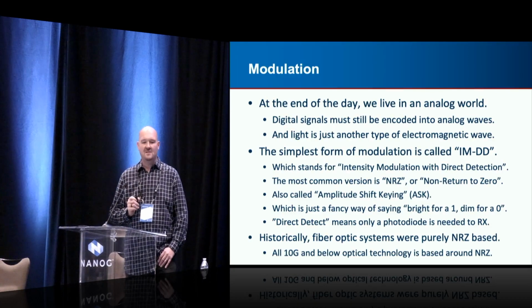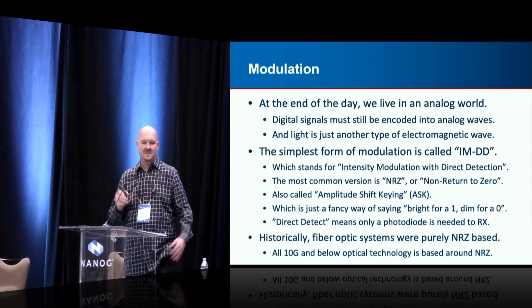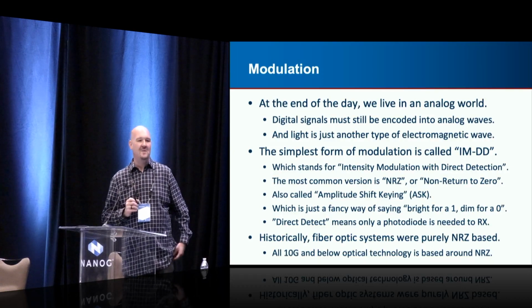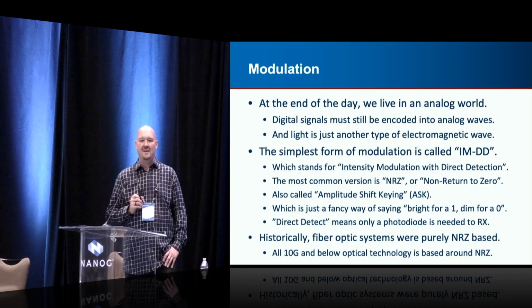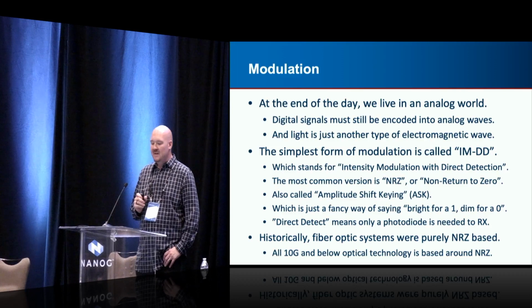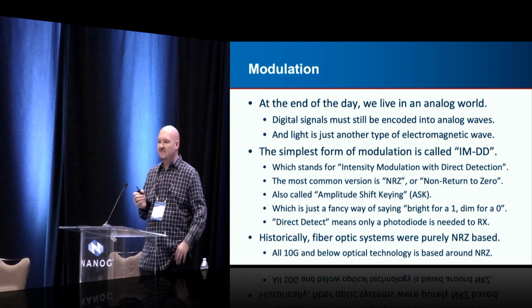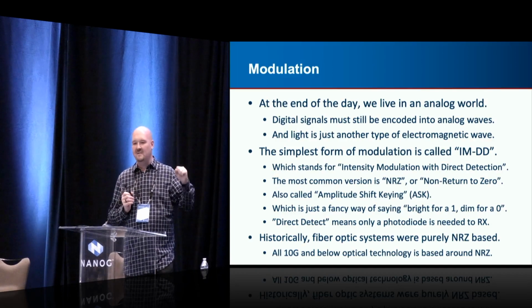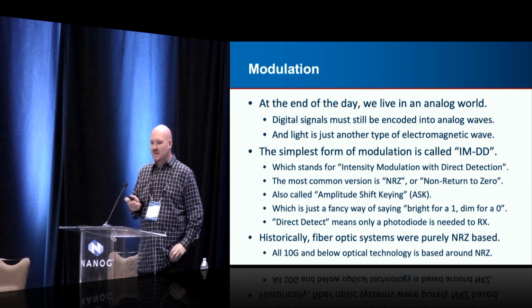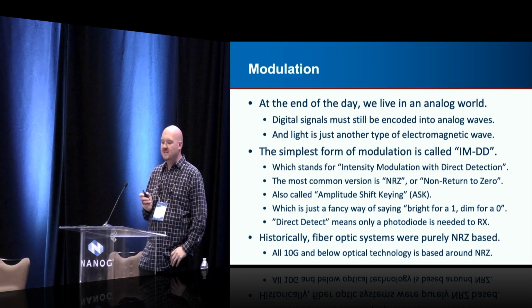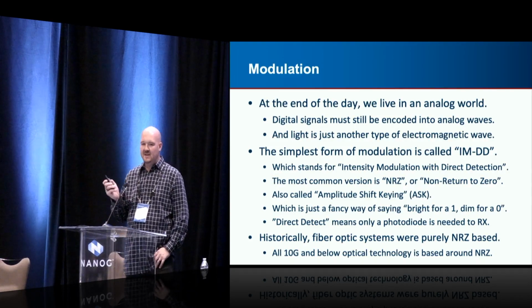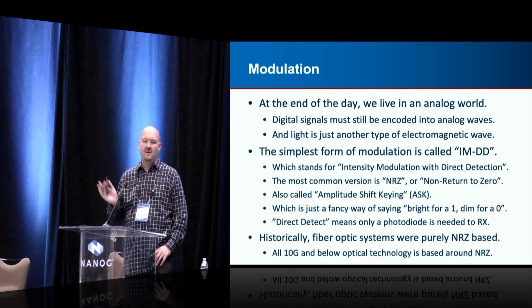You'll also hear this called amplitude shift keying, which is just like AM radio, which is all just a really fancy way of saying bright for a 1 and dim for a 0. That's all this is. And so a direct detect system means you have a photodiode, and it looks at this light, and it sees bright, dim, bright, dim, bright, dim, and it turns it into 1s and 0s. So historically, most of our fiber systems have been built purely around NRZ. All of your 10 gig signals and below are very much in this category.